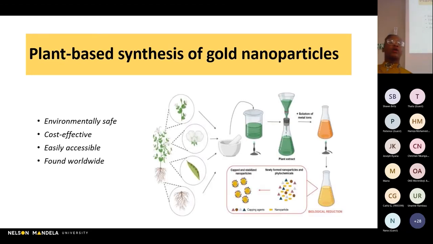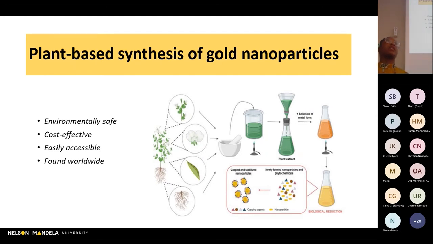Gold nanoparticles can be synthesized by using plants. This is known as the plant-based synthesis of gold nanoparticles. You can use different parts of the plants. You can use your fruit, your stem bark, your leaves, or the flower or the fruit of the plant for the synthesis, right?